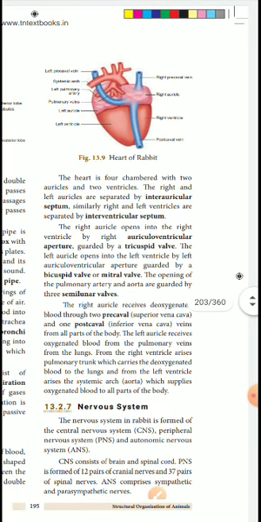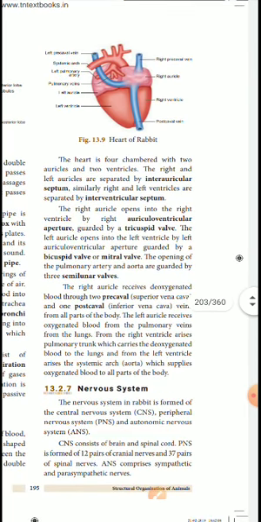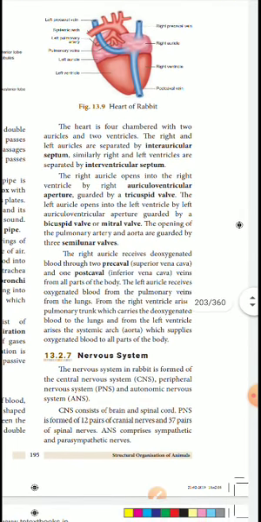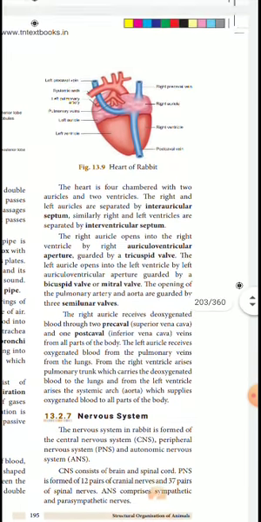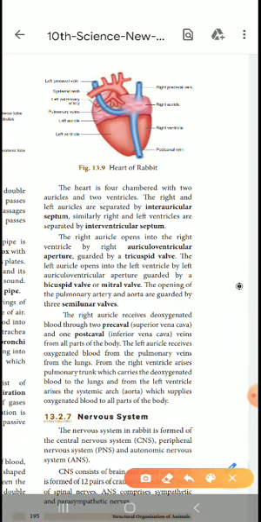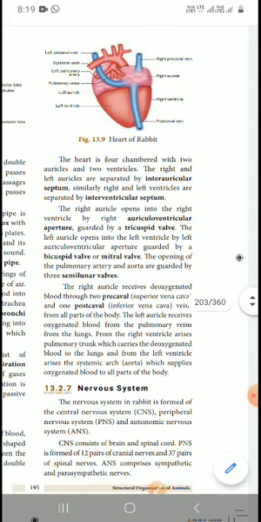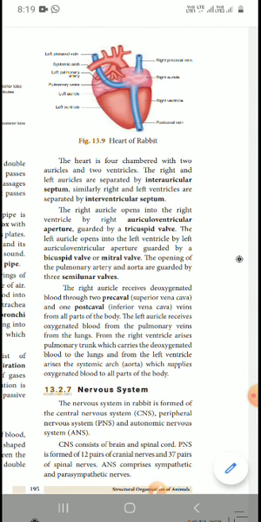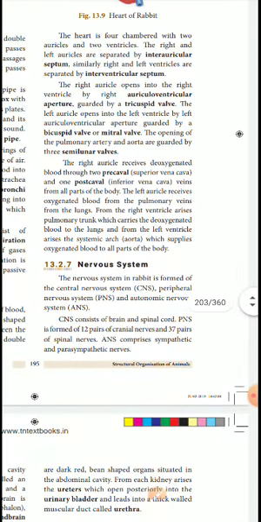The right auricle opens into the right ventricle by the right auriculoventricular aperture. Aperture means opening. Okay, it is guarded by the tricuspid valve. Tri means three, cuspid valves, so three flaps are there, that we call the tricuspid. And the mitral valve is a bicuspid valve, or otherwise we call it the mitral valve. It is in the left ventricle by the left auriculoventricular aperture. It is protected by the semilunar valves.